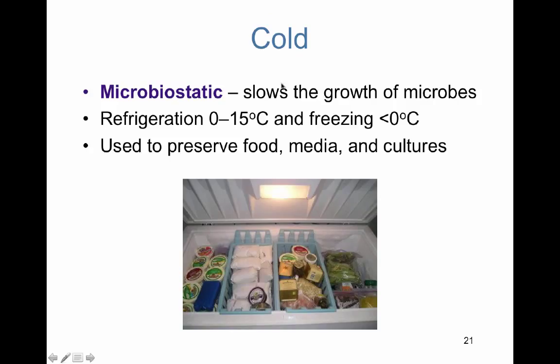Now, when you have a decrease in the temperature, as I mentioned before, it's not microcidal, but it's microstatic. So it will inhibit or slow the growth of microbes, but it does not kill them. So refrigeration works in this way, and also freezing, and this can be effective for preserving food, media, and cultures to a certain extent, but it is not microcidal. So you're better off with heat than the cold.